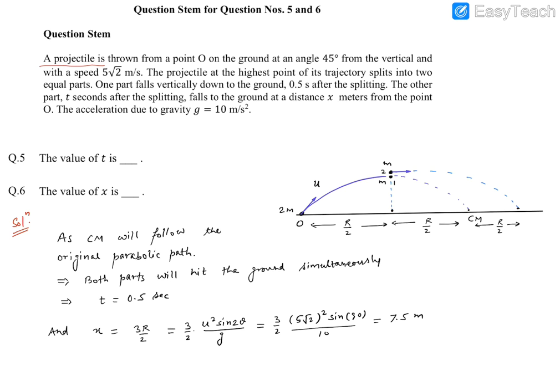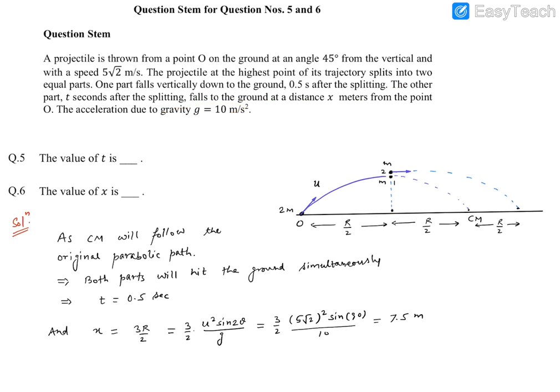So it says a projectile is thrown from a point O on the ground at an angle 45 degree from the vertical and with a speed which is 5√2 meter per second. The projectile at the highest point of its trajectory splits into two equal parts. One part falls vertically down to the ground 0.5 seconds after the splitting. The other part takes t seconds after the splitting to land on the ground at a distance x meter from the point O.